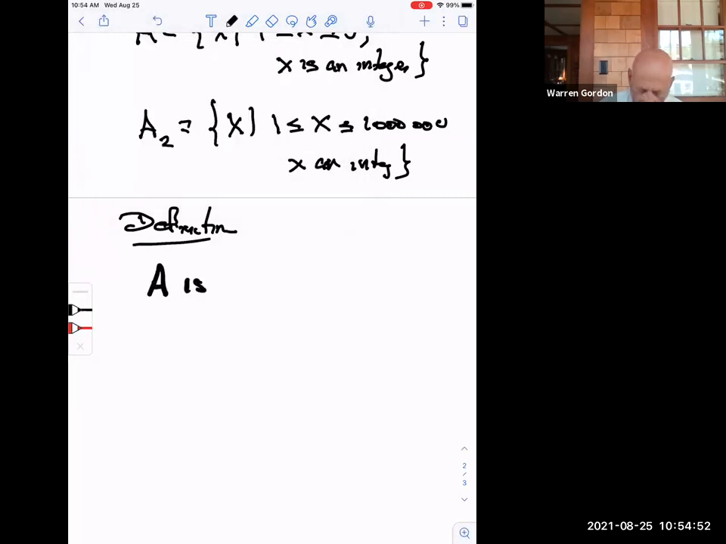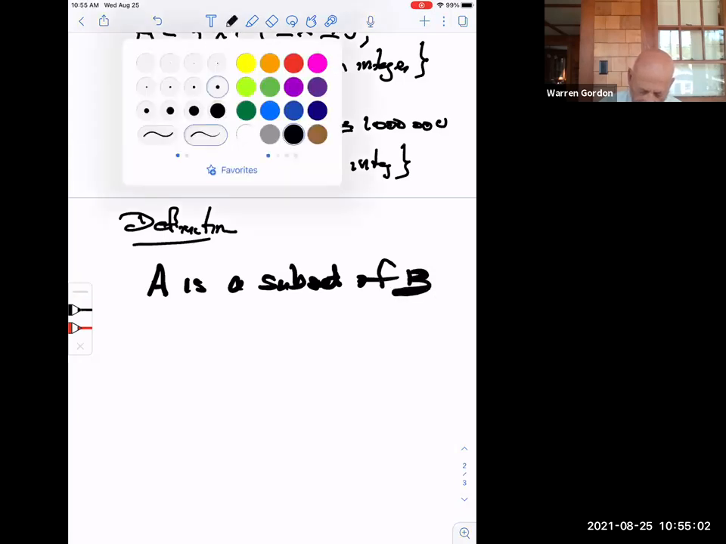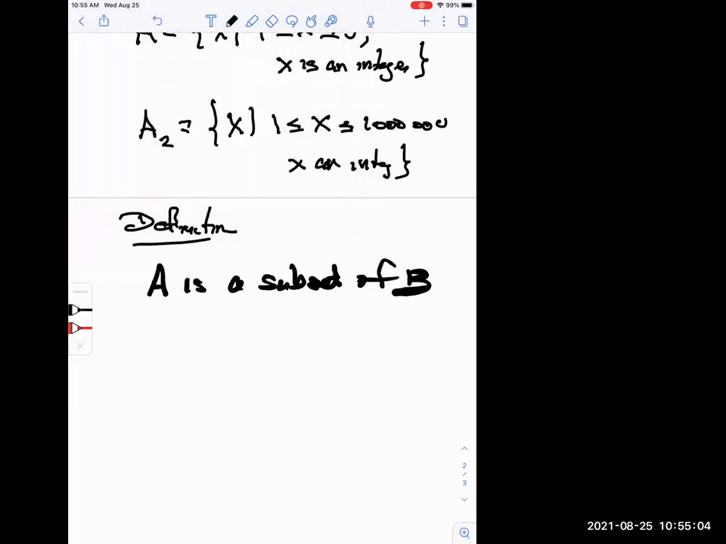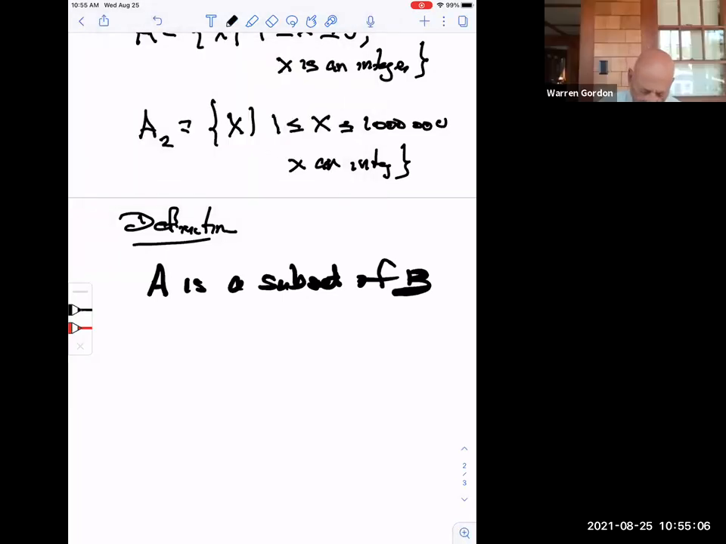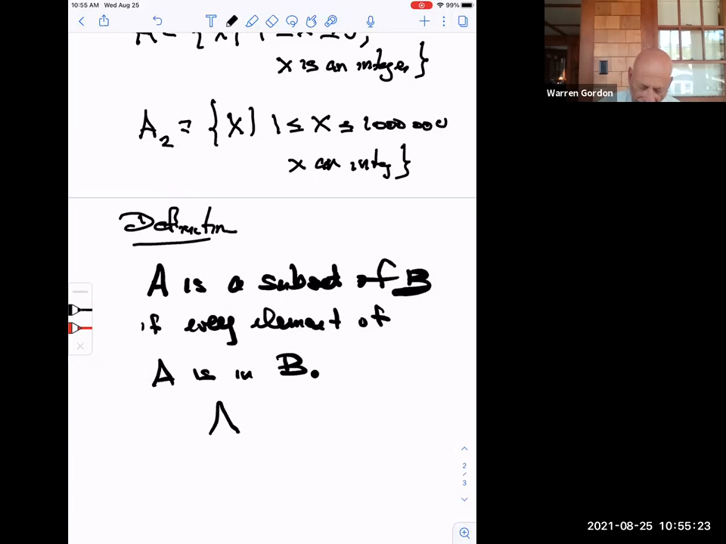A is a subset of B if every element of A is in B. The symbol for that would be A is contained in B.